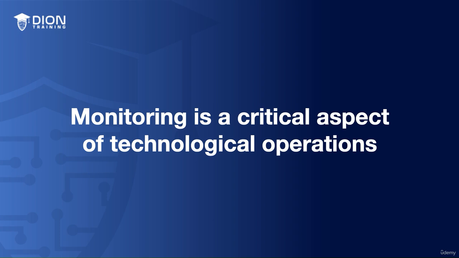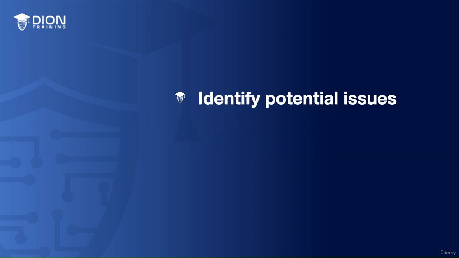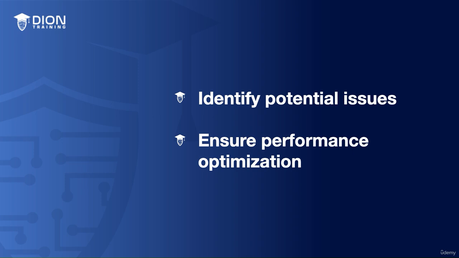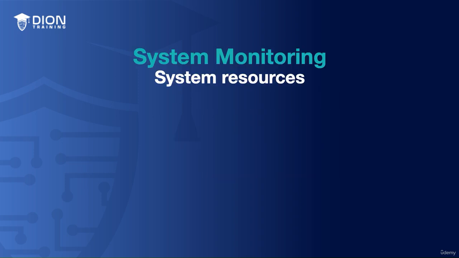So remember, monitoring your systems, applications, and infrastructure is a critical aspect of your organization's technological operations. Monitoring can help identify potential issues before they become significant problems as well. Monitoring is going to help us ensure the performance is optimized and that we're planning for our future resource needs too. System monitoring involves tracking our system resources like CPU utilization, memory consumption, disk utilization, and network performance.